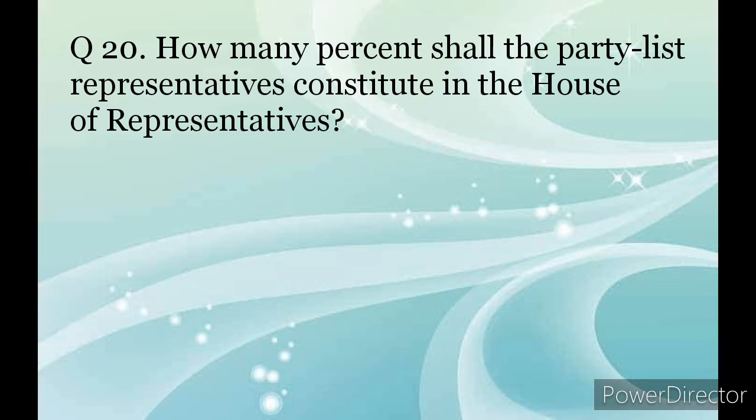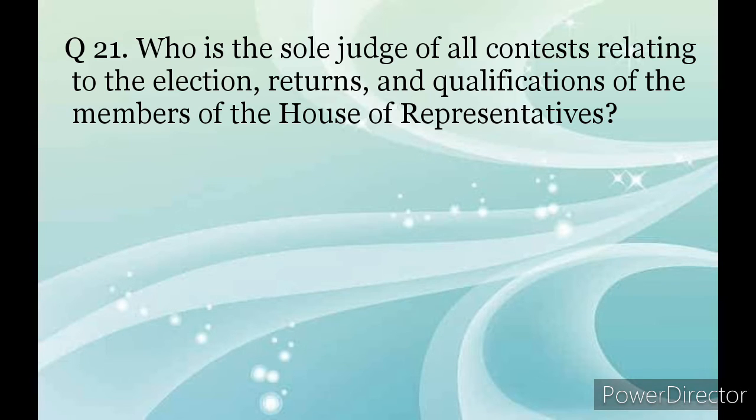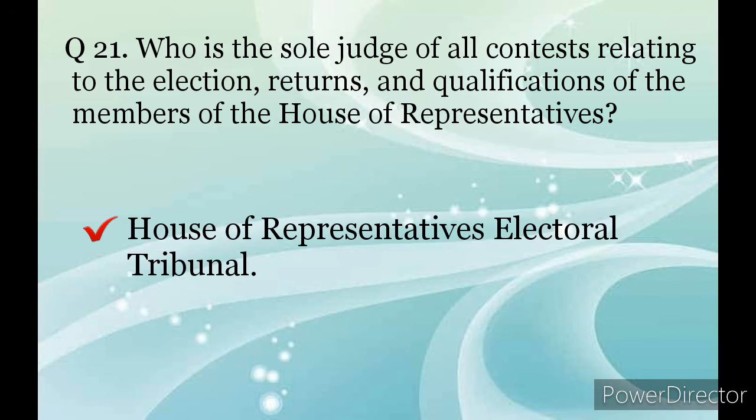Question 20. How many percent shall the party list representatives constitute in the House of Representatives? Answer. The House of Representatives shall have no more than 250 members. 20% of the total number of all representatives shall be party list representatives. Question 21. Who is the sole judge of all contests relating to the election, returns, and qualifications of the members of the House of Representatives? Answer. House of Representatives Electoral Tribunal.